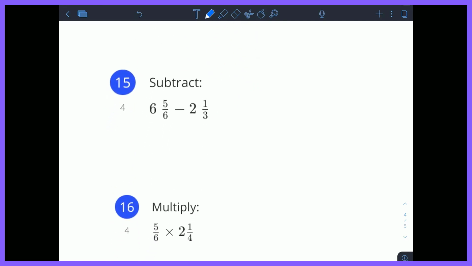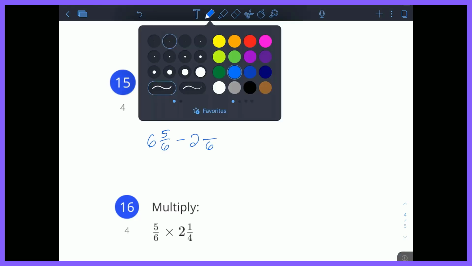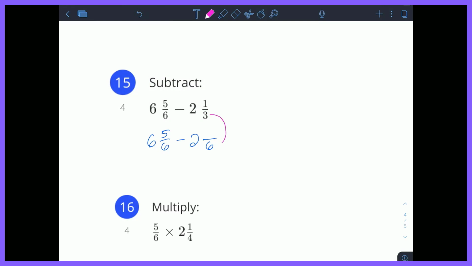15. In order to subtract these, I need to get the fraction pieces to have the same denominator. A common denominator between 6 and 3 would be 6. So 6 and 5/6 is actually just going to stay the same. 2 and 1/3 is going to turn into 2 and blank sixths. Well, in order to turn this into a 6, I needed to take the 3 and multiply it by 2. So that's what I have to do to the numerator as well. I have to times it by 2. 1 times 2 is 2. 2/6 is definitely equivalent to 1/3, so this is good. Then all I have to do is subtract.